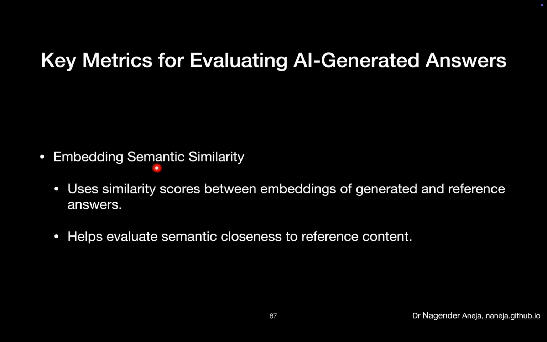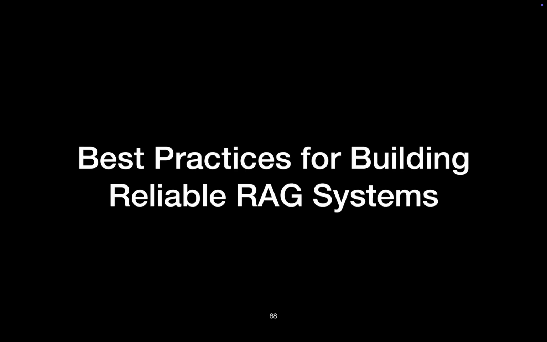Then we have embedding semantic similarity, which uses similarity scores between embeddings of generated and reference answers. So you can use the similarity of embeddings to evaluate whether a generated answer is correct or not. So we have the generated answer embedding and the reference answer embedding, and these embeddings must be similar. That helps confirm that your generated answer is correct.